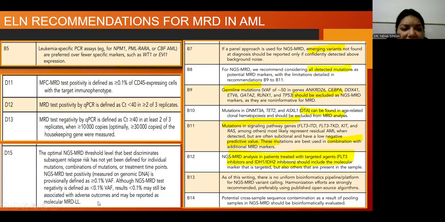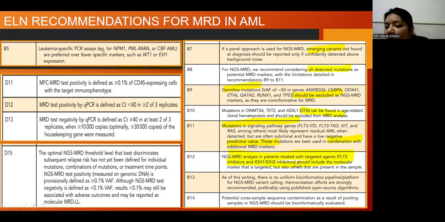So you should report any cutoff of MRD, whichever you get in your clinical practice, because that ultimately will result in relapse if not handled delicately. The other thing that you need to keep in mind is when you're doing AML MRD by NGS, you should not consider the germline mutations like ANKRD26, CEBPA, DDX41, ETV6, GATA2, RUNX1, and TP53 for MRD assessment, because these mutations are going to be persistently present because they're germline in origin. You should also be aware of the DTA mutations, which are the CHIP mutations. You should not use them in MRD analysis.